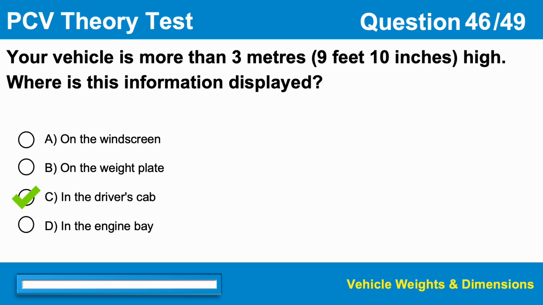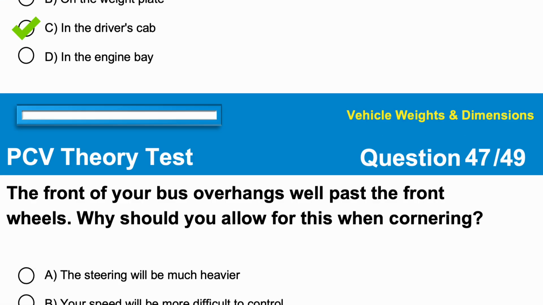The correct answer is C. It's a legal requirement that information about a vehicle's height can be seen by the driver from their seat. It's important to know the height of your vehicle so that you can avoid any height restrictions on your route.